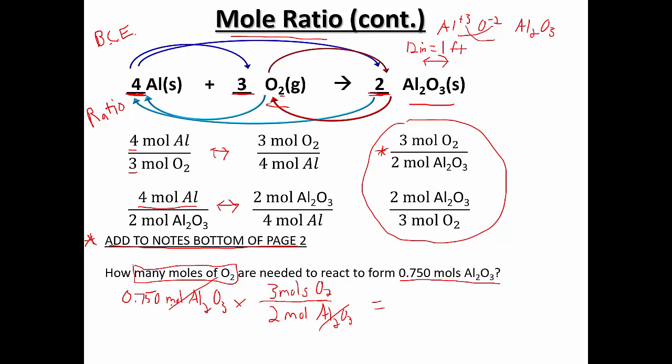Now to do this math, 0.75 times 3 divided by 2 would give us about 1.13 moles of O2. So as we're working, if you start out with 0.75 moles of Al2O3, a mole-to-mole conversion between them gets us to our answer. This will allow us to work through that worksheet 1.